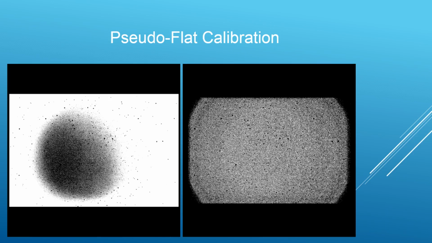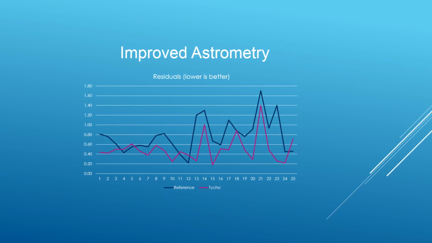But pseudo-flat is certainly better than none at all, and so in fact on these results here, I applied the pseudo-flat calibration routine to all 25 of the objects that I measured with Tycho. So what you're looking at here, the blue line represents reference software.